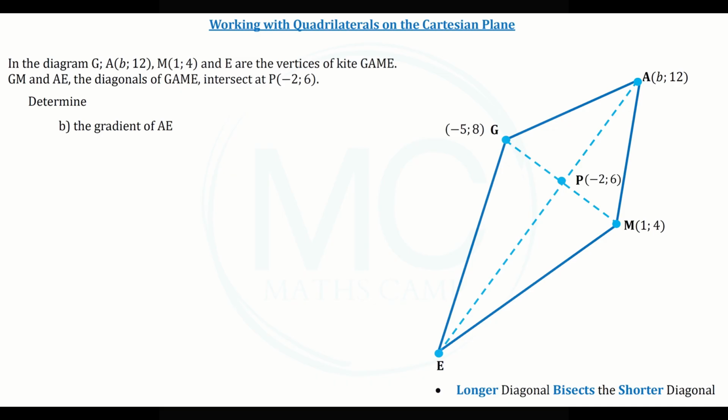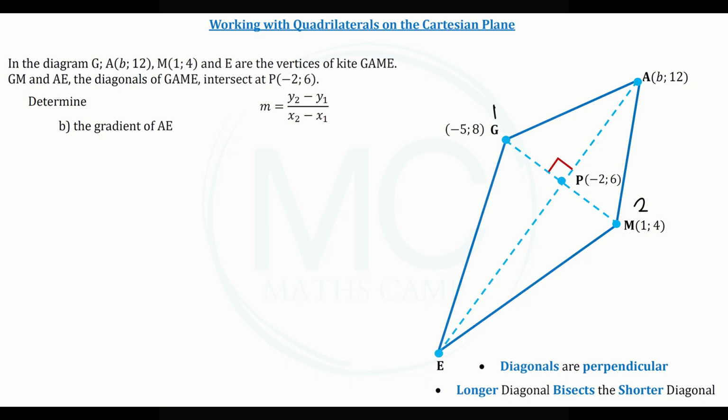Another important characteristic of a kite is that the diagonals are perpendicular. So let's draw a right angle on our diagram over here. This means that AE is perpendicular to GM. So let's use the gradient formula to find the gradient of GM. Let's say that G is our first point and M is our second.